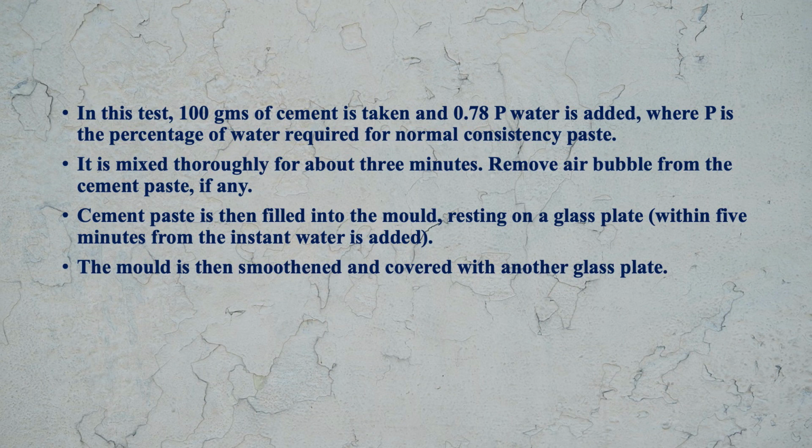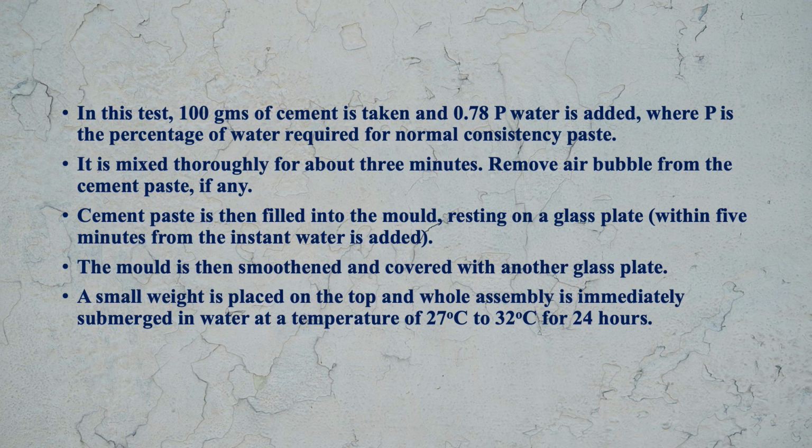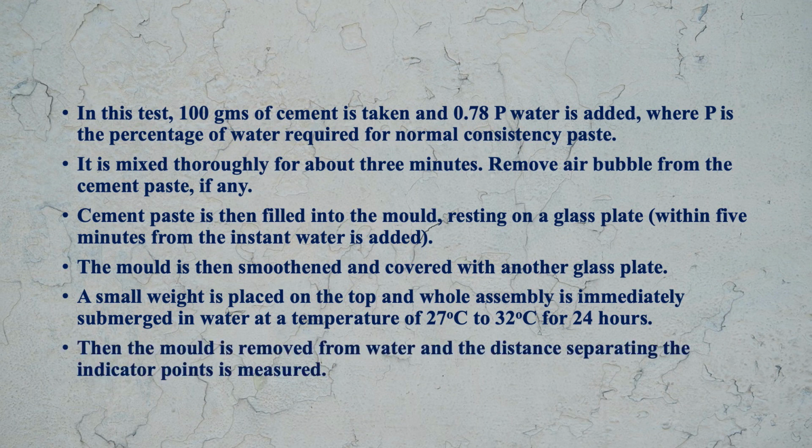Now the mold is then smoothened and covered with another glass plate. A small weight is placed on the top and the whole assembly is immediately submerged in water at a temperature of 27 degree Celsius to 32 degree Celsius for 24 hours. Then the mold is removed from the water and the distance separating the indicator points is measured. So here you will be measuring the distance between the indicator points.